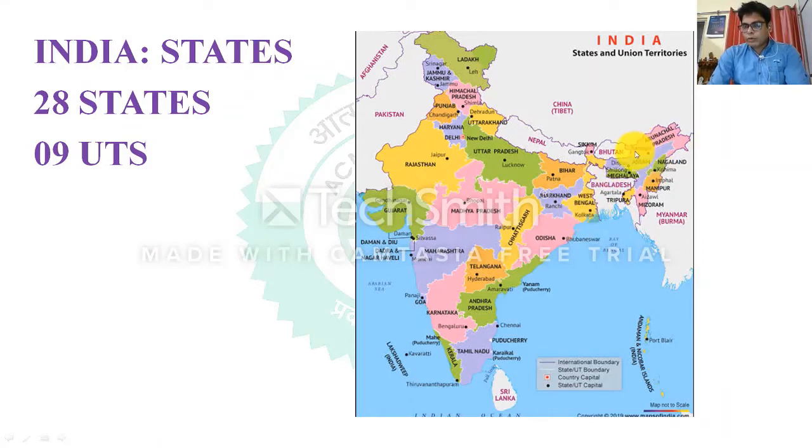Next, most important, are the northeastern states, the seven states, also considered the Seven Sisters: Sikkim, Gangtok; Arunachal Pradesh, Itanagar; Meghalaya, Shillong; Assam, Dispur; Nagaland, Kohima; Manipur, Imphal; and Mizoram, Aizawl. So these are our Indian 28 states.